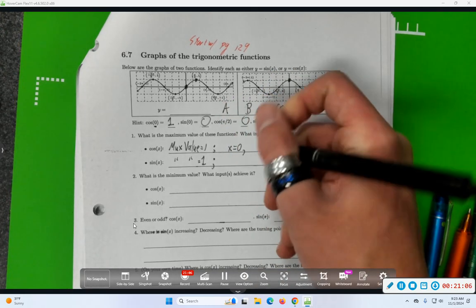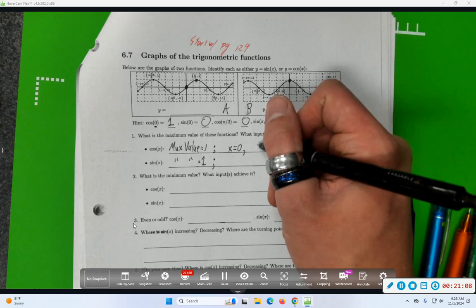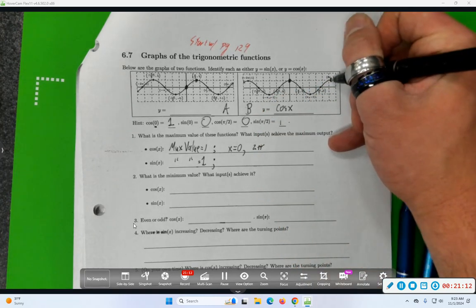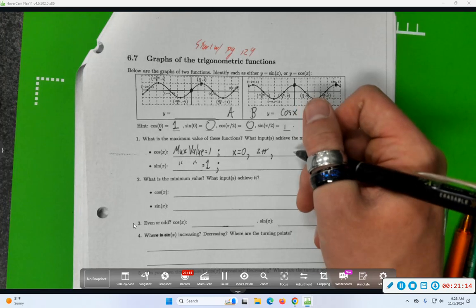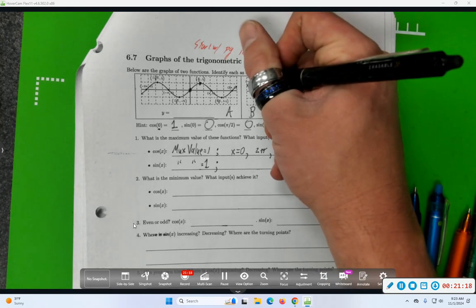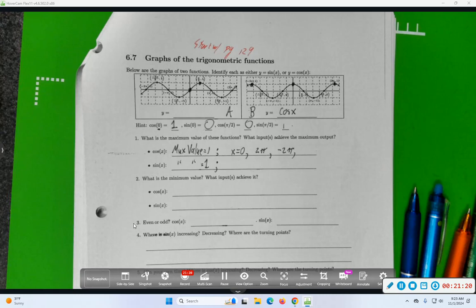0 will do. Any others? Here are 2 pi. Yep, that looks good. Any others? Negative 2 pi. That one looks good. I guess that's all the ones that are depicted. Are there any others? What's another one? 4 pi, I think, seems likely. 6 pi, negative 4 pi, negative 6 pi.